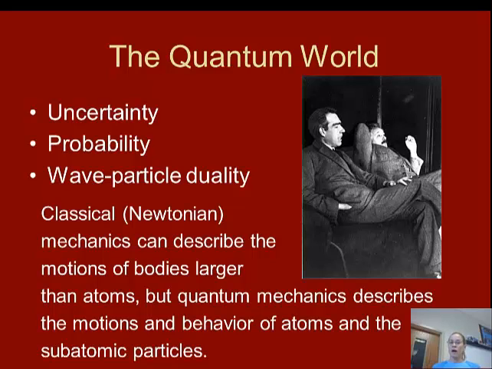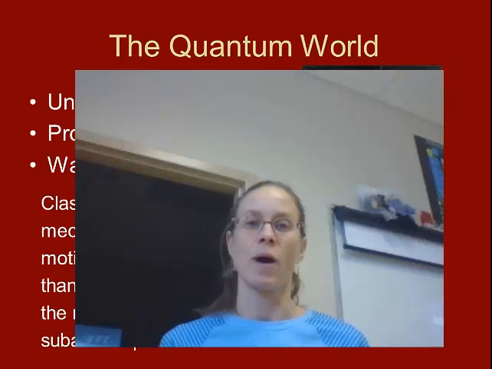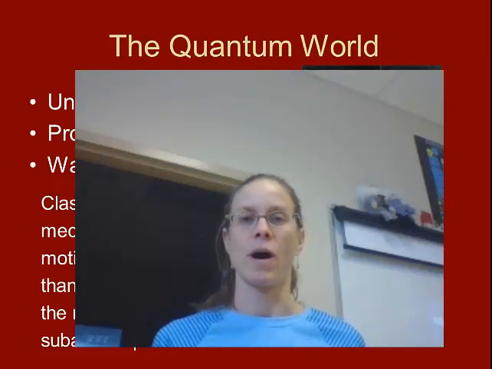So the quantum world involves uncertainty, probability, wave-particle duality. And these are all ideas that could not be explained by classical mechanics or Newton's ideas of how the world works. But it does very well describe the motion and behavior of atoms and subatomic particles. So that wraps up our discussion of the quantum mechanical model and the quantum numbers.